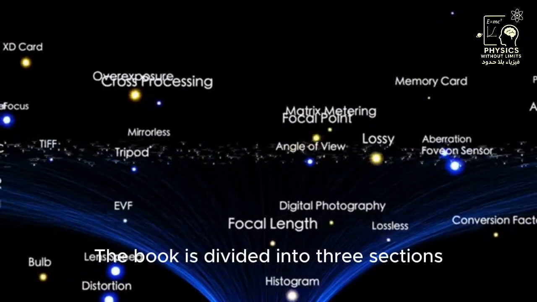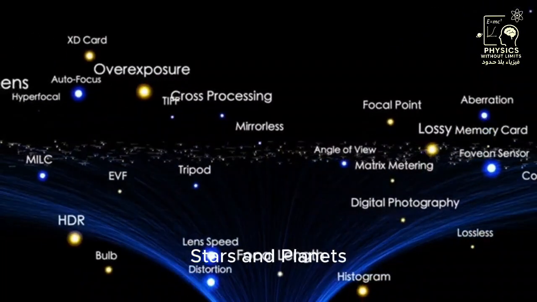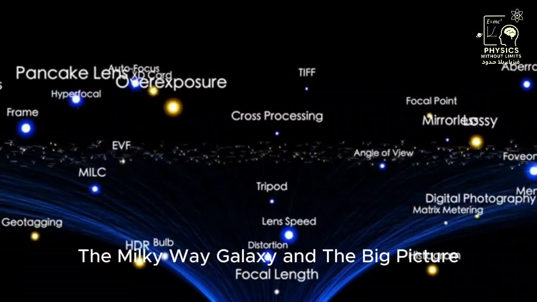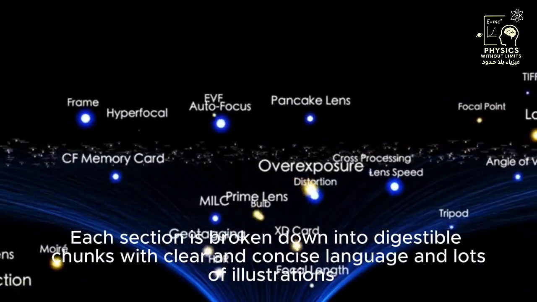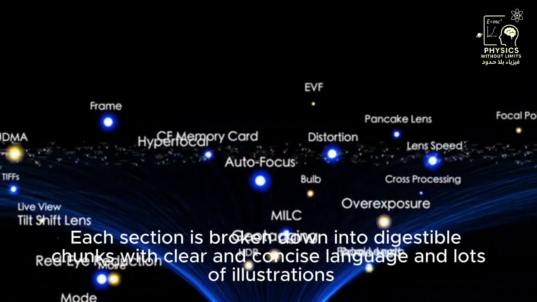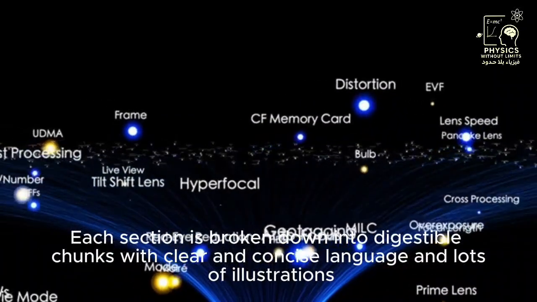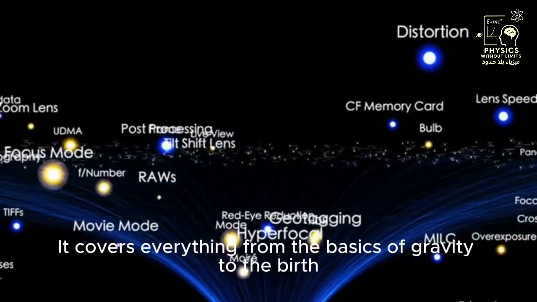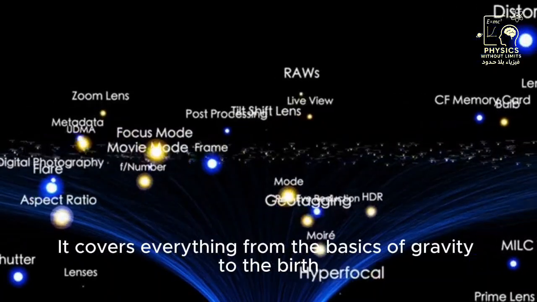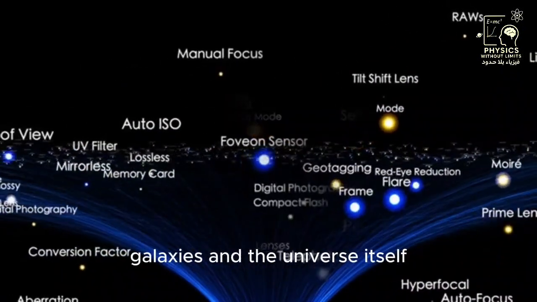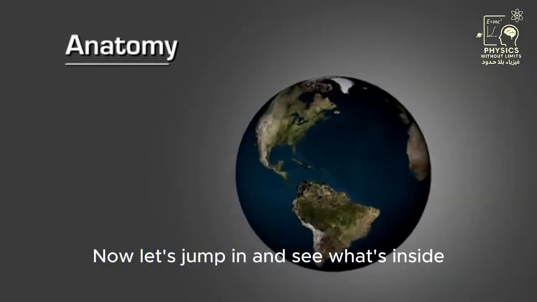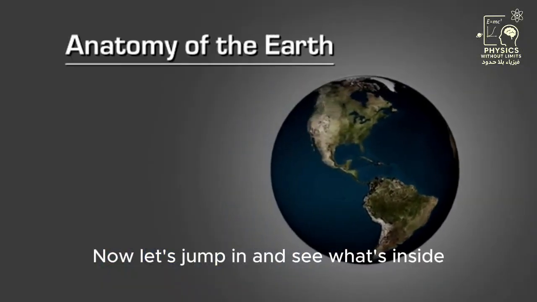The book is divided into 3 sections: stars and planets, the Milky Way galaxy, and the big picture. Each section is broken down into digestible chunks with clear and concise language and lots of illustrations. It covers everything from the basics of gravity to the birth and death of stars, black holes, galaxies, and the universe itself. Now let's jump in and see what's inside.